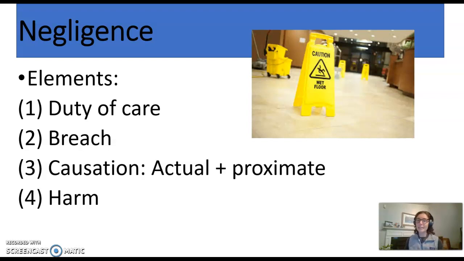The last element is harm, meaning the plaintiff must show that he was harmed by the defendant's conduct. Harms can be financial harms. Harms can also be physical, right? Your tort, if I'm in an accident, can injure me physically. I might have medical bills and hospital bills. Maybe I missed work. Those are all types of harms that I can suffer.